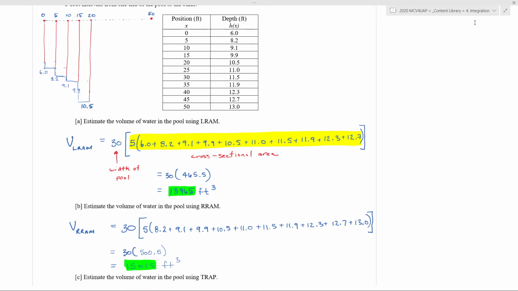For A, I got a different answer. I did the exact same thing, but when you type it into the calculator, you don't get that. It's definitely that. So do you not get 465.5? No. Okay, so hold on. Maybe I'm wrong. The 13,965, did you get that? No. What is it?